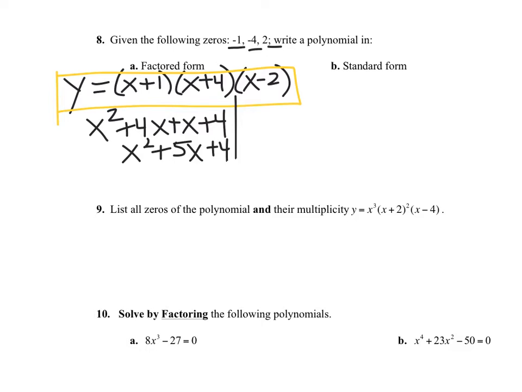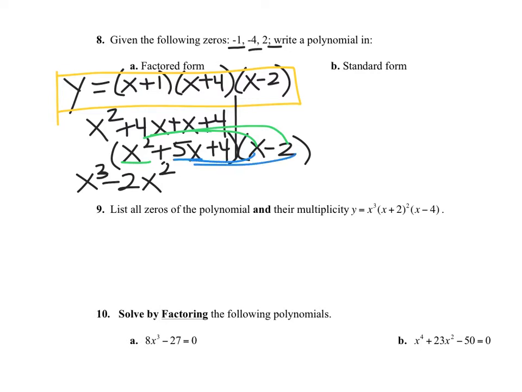And now I need to take this one and multiply it by the last one. So we're going to do a little something that I like to call superfoil. Superfoil is you take the first term and you distribute it to both these two terms. So you get x cubed minus 2x squared. Then you take the 5x and do the same thing and distribute it.